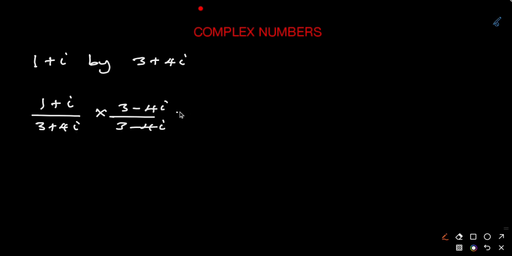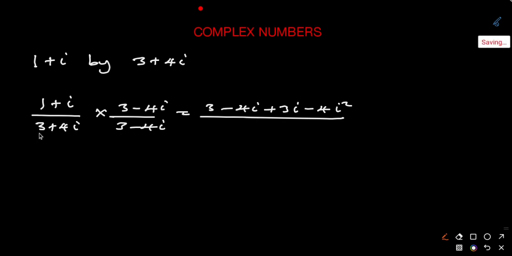So in this case, I'm multiplying 1 by 3, that is 3. Then 1 multiplied by 4i, that is 4i. Then i multiplied by 3, that is positive 3i. Then i multiplied by negative 4i, that is negative 4i squared. Then divided by. So here, if you don't want to waste your time, you can just multiply the first part with the first part, the last part with the last part. So that is 3 multiplied by 3, that is 9. Then 4i multiplied by 4i. Here, I'm going to get negative 16i squared.